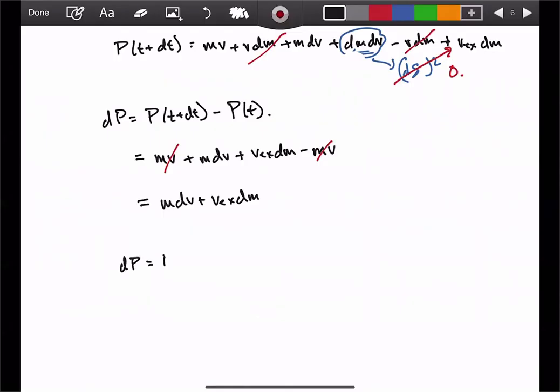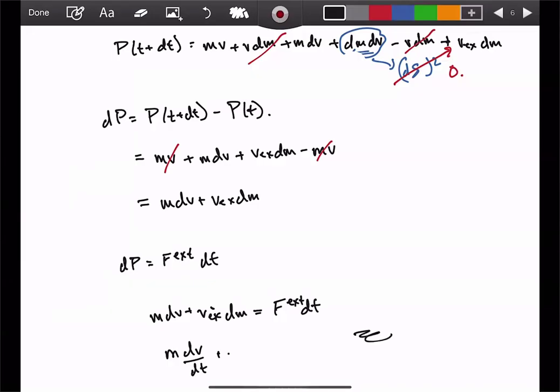So finally, what we also know, based on what we did earlier in the semester, is that the time rate of change in momentum is equal to the total external force. And so finally, we can write m dv plus v expulsion dm is equal to simply the external force dt, or finally, m dv/dt plus v expulsion dm/dt is equal to the external force.